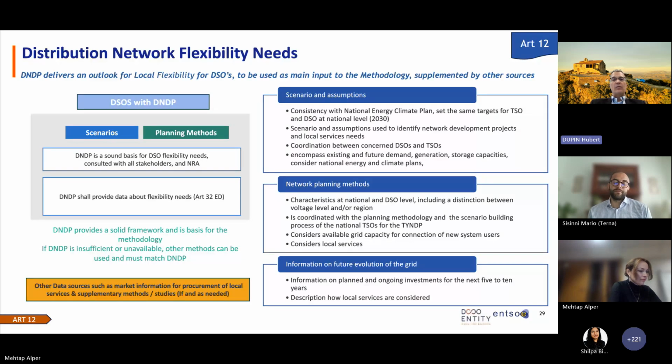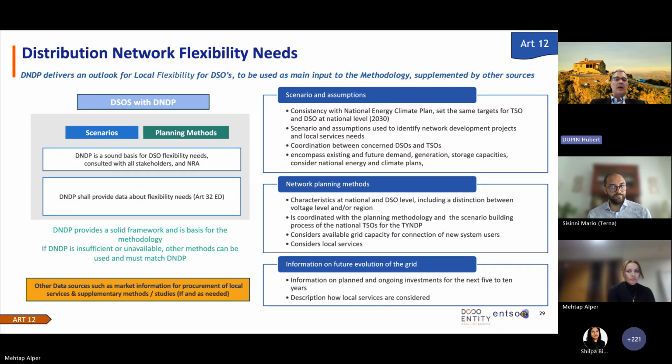Of course, the network development plan provides for planning methods. How is it that you end up with so much flexibility needs? So that's a very good basis, and it is an even better basis because it is consulted with stakeholders and the NRA. So in other words, it provides some kind of a collective vision drafted by DSOs, but it is including all stakeholders. What is the outlook of the network development plan?